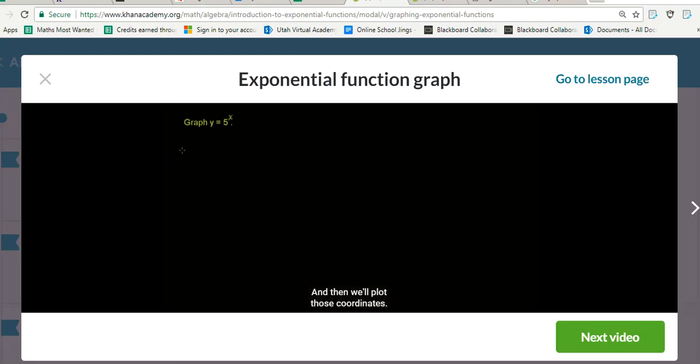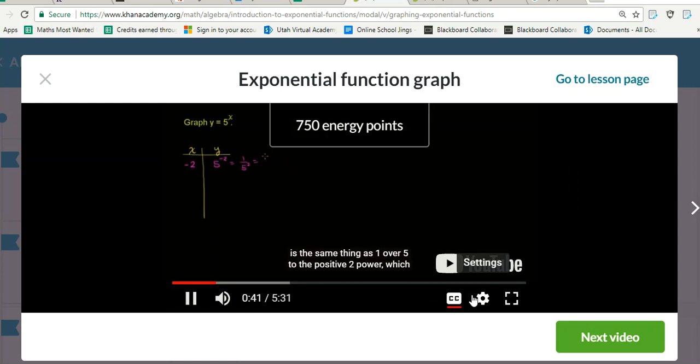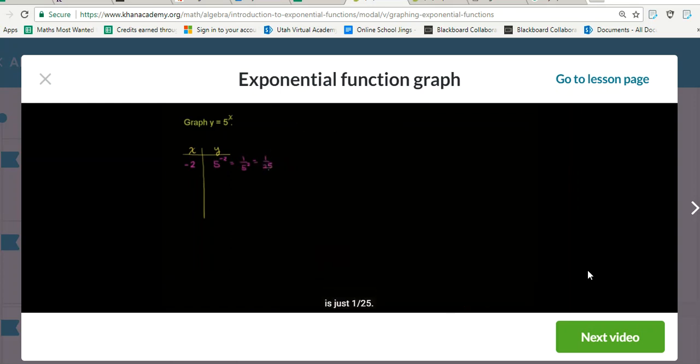Plot those coordinates. So let's try some negative and some positive values, and I'll try to center them around 0. So this will be my x values, this will be my y values. Let's start first with something reasonably negative, but not too negative. So let's say we start with x is equal to -2. Then y is equal to 5 to the x power, or 5 to the -2 power, which we know is the same thing as 1 over 5 to the +2 power, which is just 1/25.